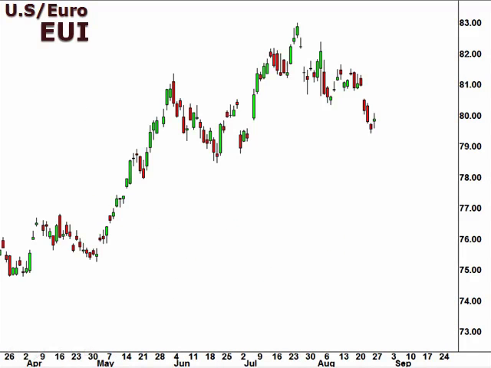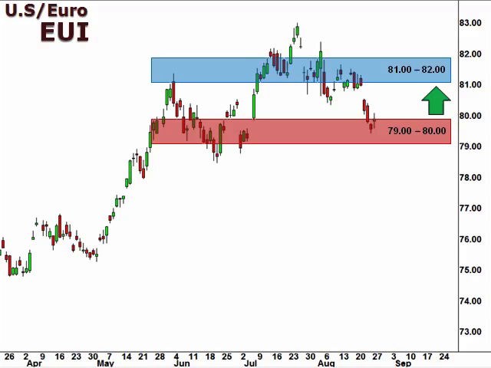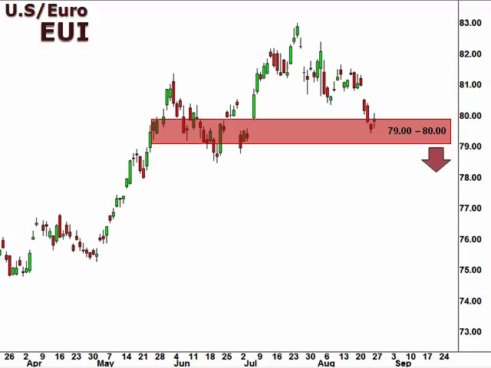Let's take a look at the EUI, the US dollar versus the euro. Well, the EUI continued lower to test support within the 79.80 focal zone. We are open to a bounce here to test resistance at 81. However, a break below 79 opens the window for a more significant move to the downside.